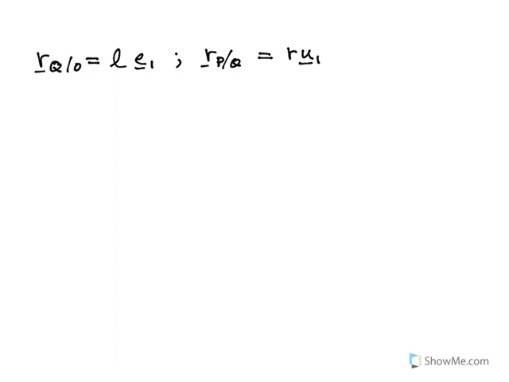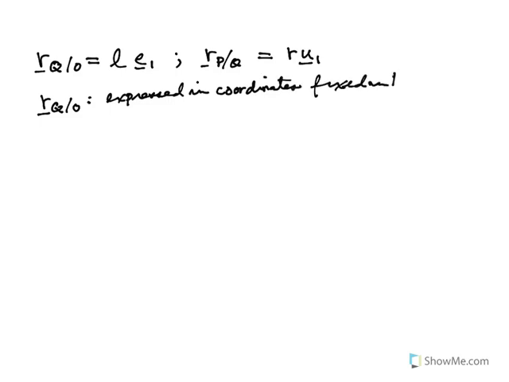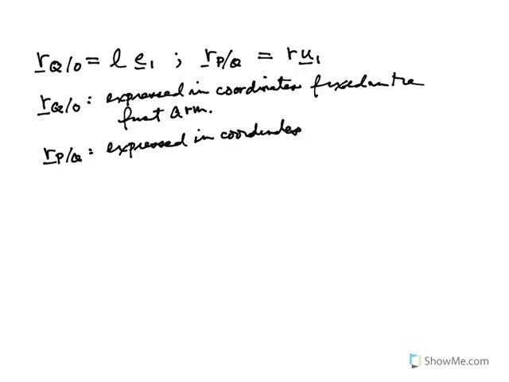The position of Q relative to O is expressed in coordinates fixed in A. So let's just write down: the position of Q relative to O is expressed in the coordinates fixed in the first arm, which makes sense from the perspective of the geometry. The position of P relative to Q is expressed in coordinates fixed in the second arm. So we've broken the problem up into exactly what we need to break it up into.